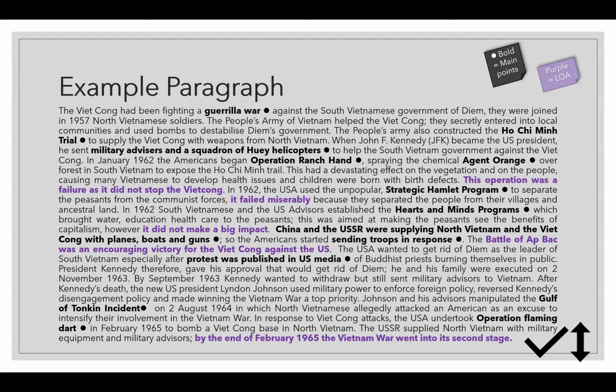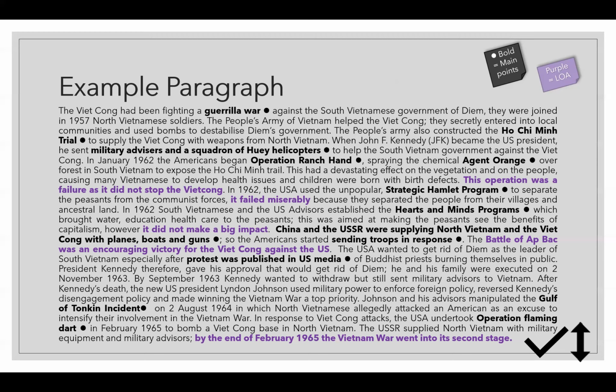The People's Army of Vietnam helped the Viet Cong. They secretly entered into local communities and used bombs to destabilize Diem's government. The People's Army also constructed the Ho Chi Minh Trail to supply the Viet Cong with weapons from North Vietnam. When John F. Kennedy became US president, he sent military advisors and a squadron of Huey helicopters to help the South Vietnam government against the Viet Cong.